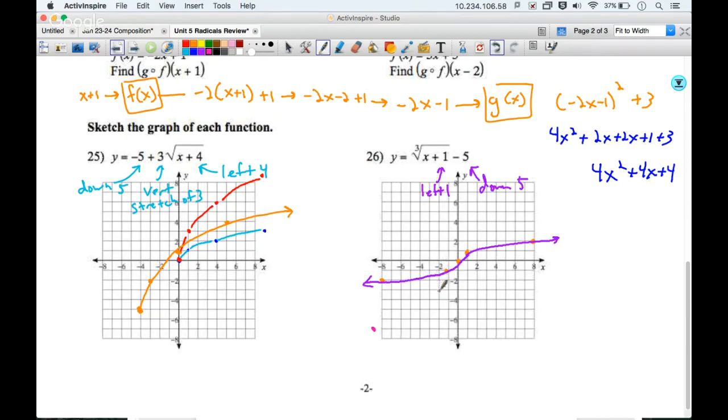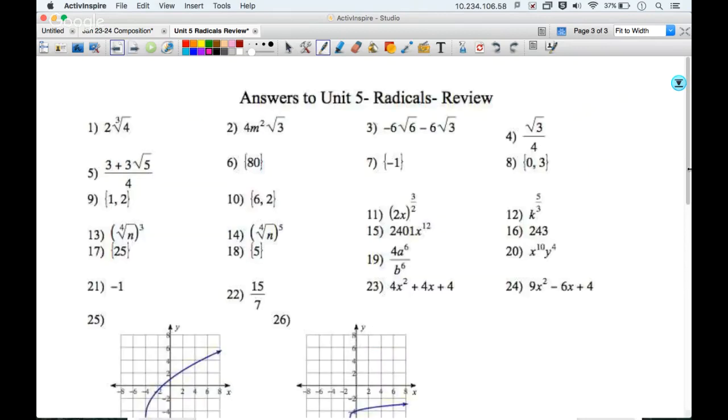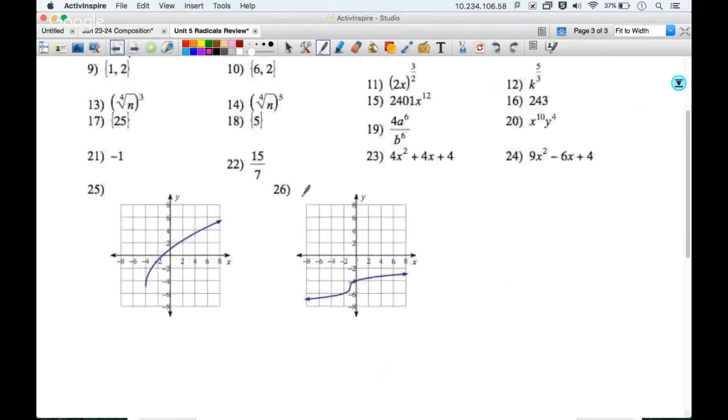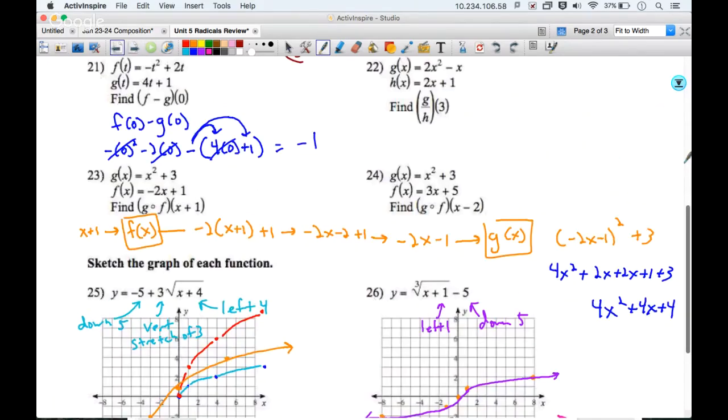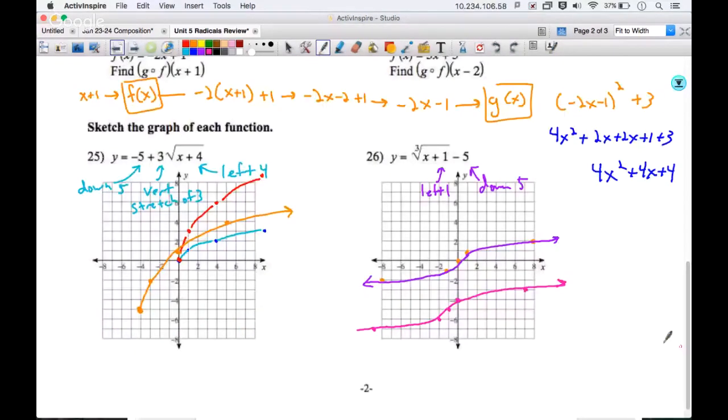Left 1, down 5, left 1, down 5, left 1, down 5, left 1, down 5. Looks about like that for our final graph. Number 26. Again, doesn't have to be perfect. I could pick that out of a lineup just by seeing that the transformations are in the right spot.